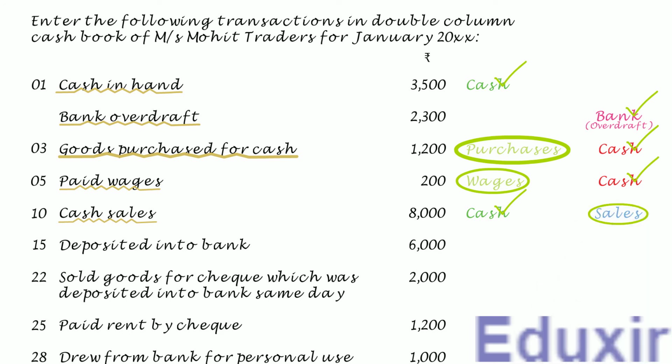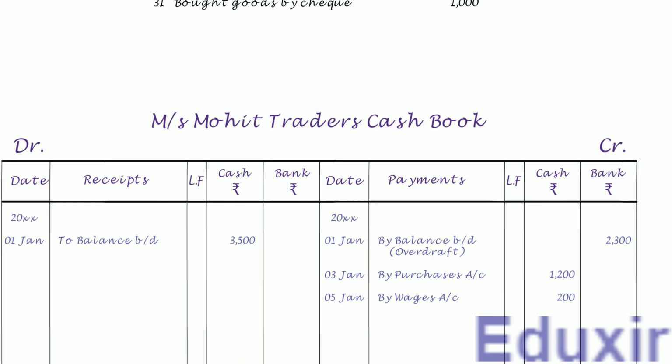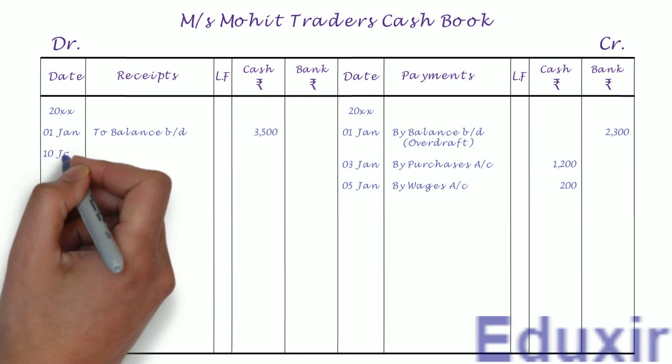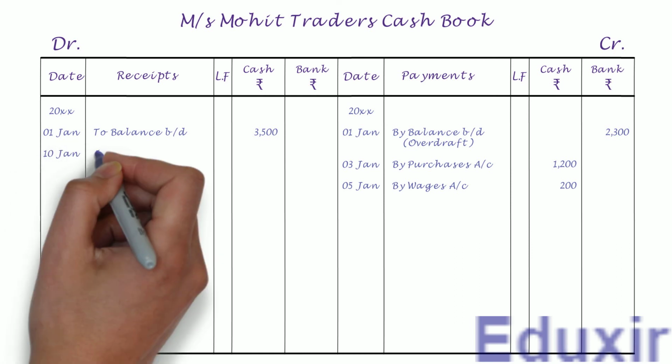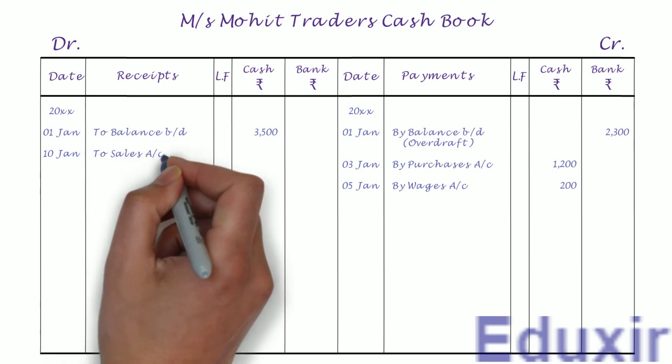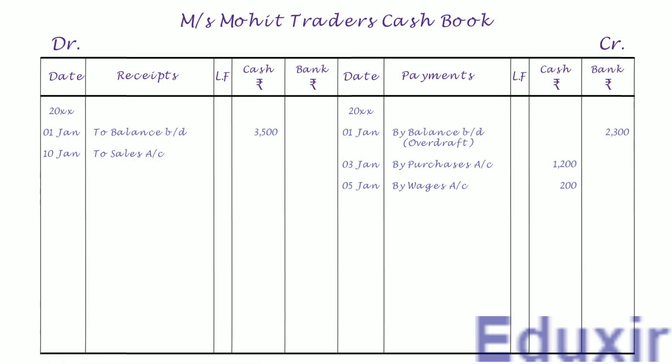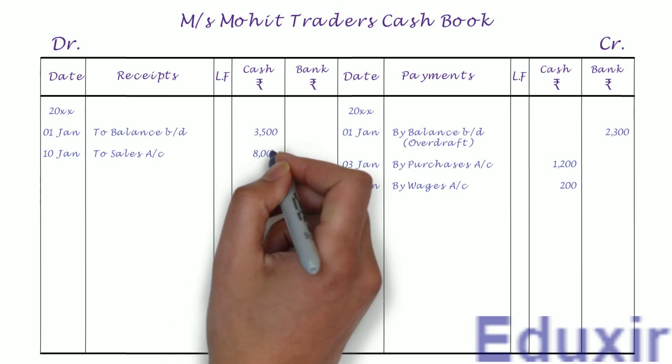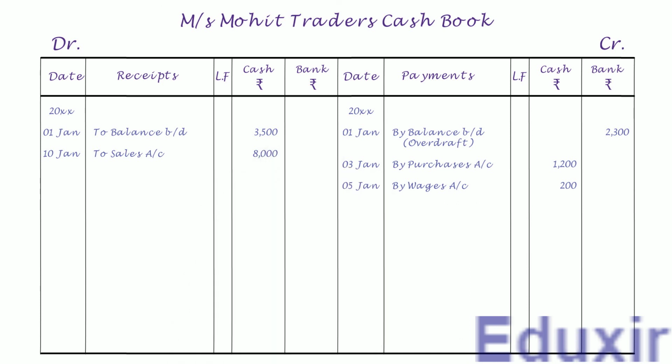With this analysis at our disposal, let us proceed with posting this entry to the debit or receipt side of the cash book. Let us first record the date. Let us then record the sales account into the receipts column of the cash book. Let us then record the debit amount of 8000 rupees in the cash column. With that, we have completed the posting of this transaction into the cash book. Let us now take up the next transaction.